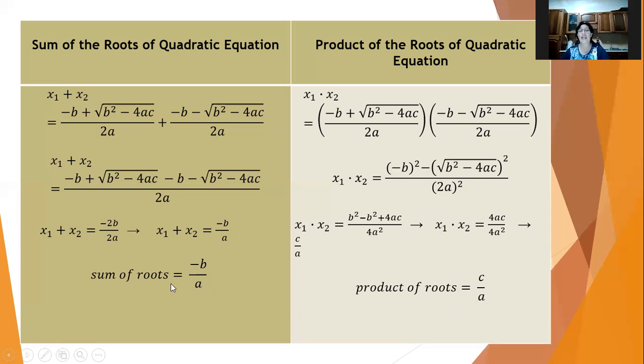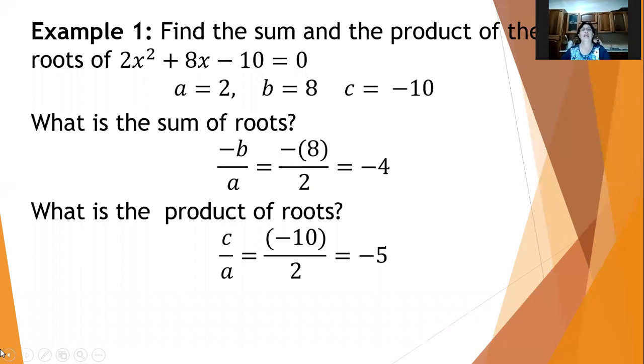Let us consider this formula in the given example. Example number 1. Find the sum and product of the roots of 2x squared plus 8x minus 10 is equal to 0. Let us identify the numerical coefficient of the quadratic term, or a. A is 2, b is 8, and c is negative 10.